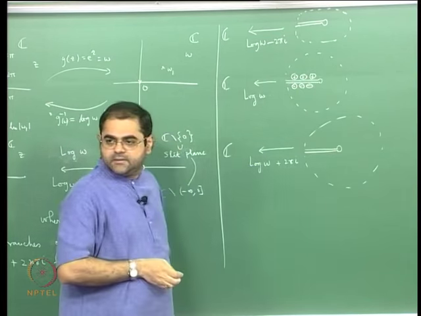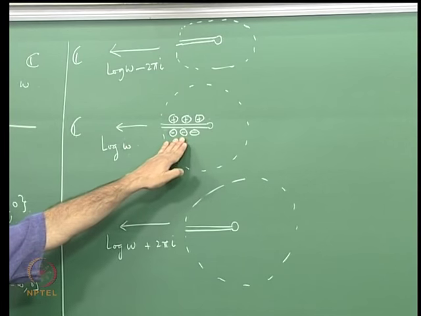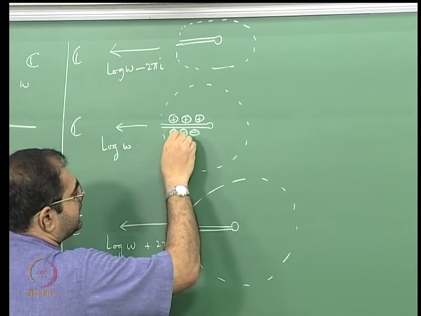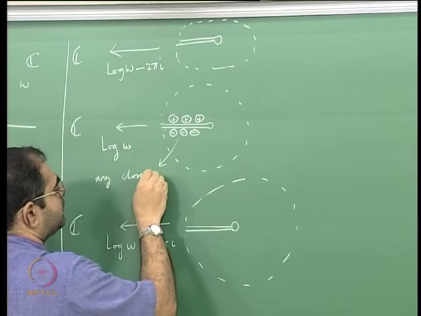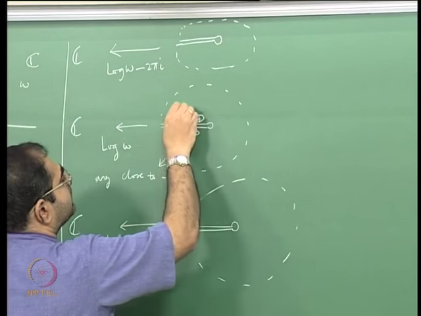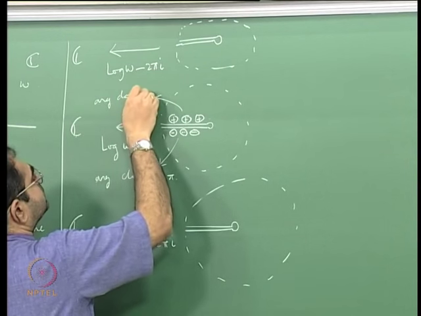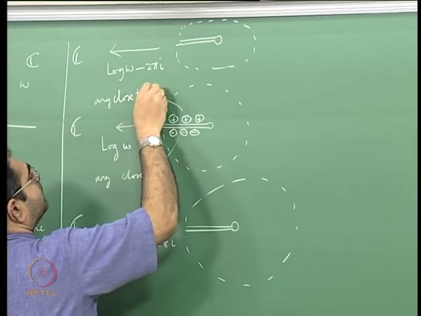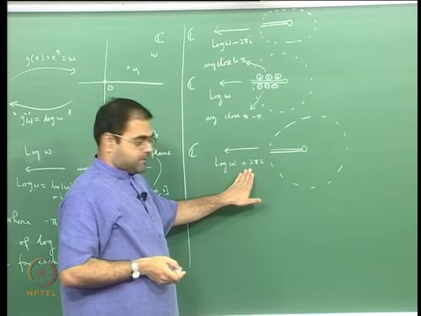Okay, and on the negative side, the values are close to, here, the values are close to, argument close to minus pi, okay, and above the argument is close to plus pi.